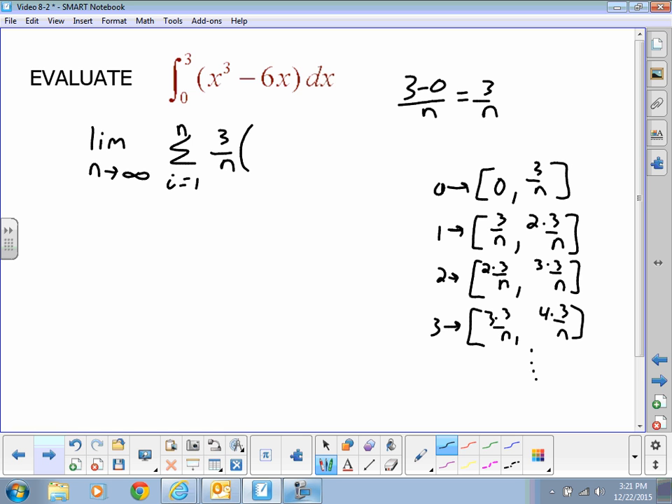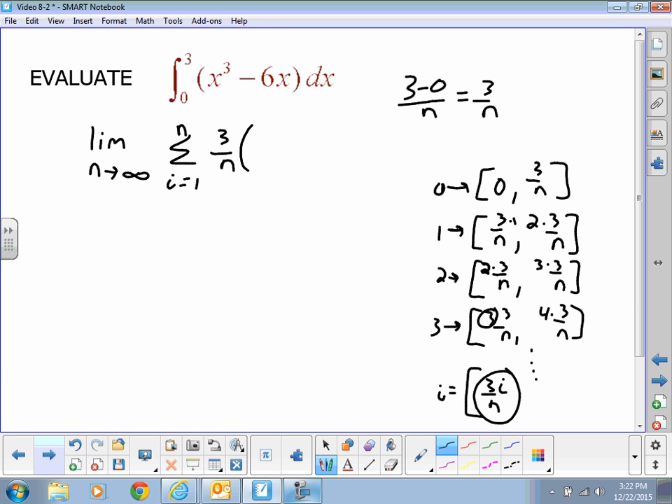So let's imagine we had our ith reference point. So this would be xi. Well, notice the first one, this was really 3 times 1. The second one, this was really 3 times 2. Then we had 3 times 3. So we would really have 3 over n times i for this next one here. So that is the x value that we would be subbing in.